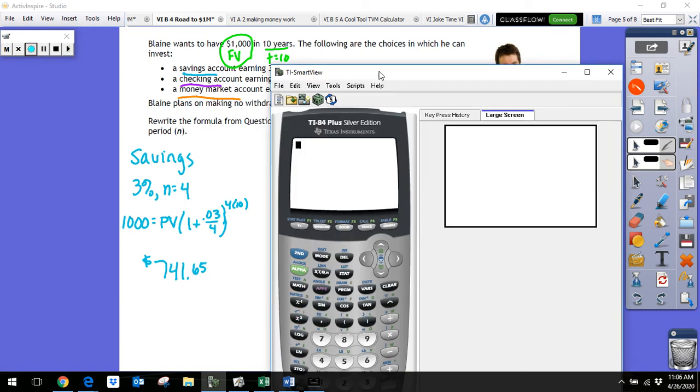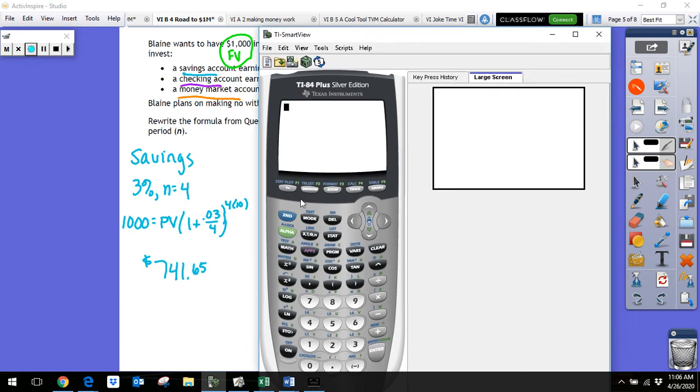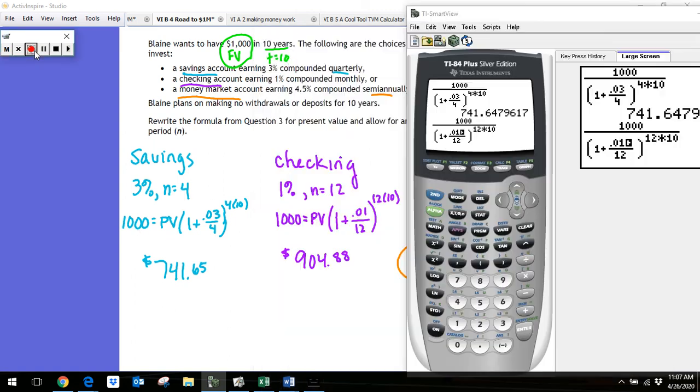So if I pull my calculator up here, this is what I have in turquoise. I have it typed in here. He would need to put in now $741.65 to have that money grow to be $1,000. That's the savings account. The next is the checking. A checking account is another option he has. It earns only 1%, but it's compounded monthly, so more frequently.